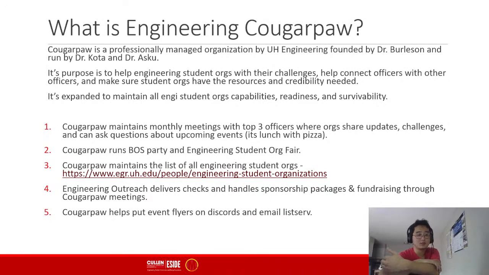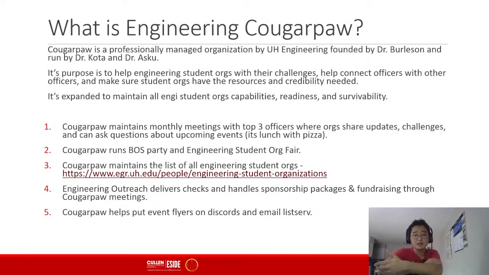It has expanded to help maintain all engineering organizations' capabilities, readiness, and survivability. What Cougarpaw does is help you make sure that your organization will live, not just while you are president, but after you are president, and helps make sure that your organization survives and can do the things it wants to do. Cougarpaw maintains monthly meetings where at least one of your top 3 officers, but all of your officers, can come share updates, challenges, upcoming events, and ask questions about certain problems or how to do certain things. It's always a lunch event and always comes with free pizza, so we highly encourage you to come.